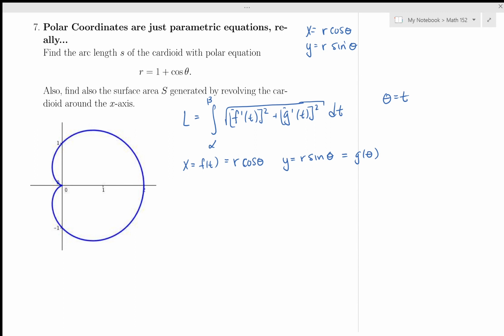Okay, so now I can calculate dx by d theta. Here, let me call it f of theta. That is f prime of theta. I'm going to change these. I think I'm just going to introduce confusion by having t and theta, even though they're the same thing.